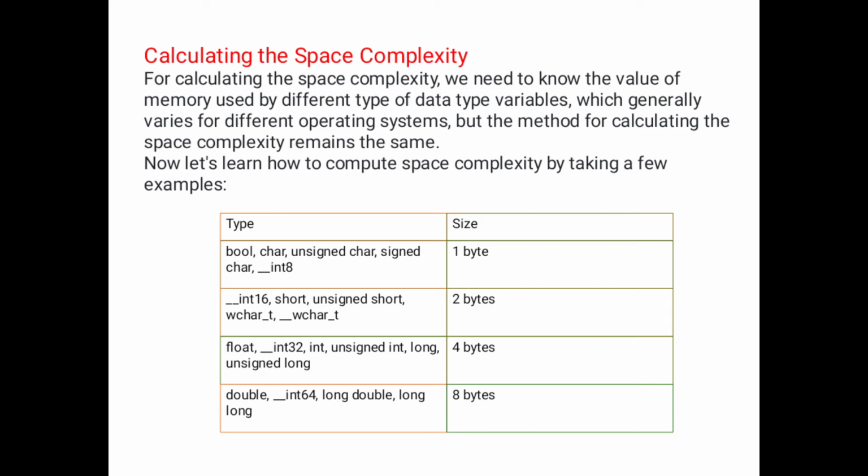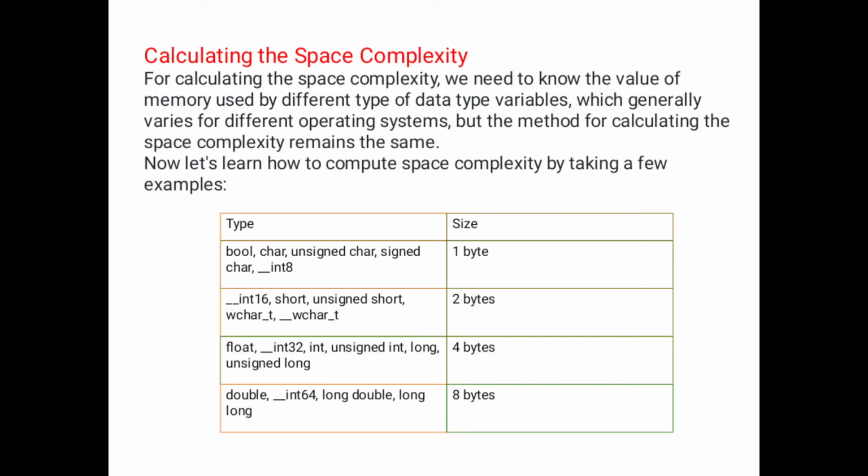Then another one is the 16-bit integer, then short integer, unsigned integer, and word character. These different data types can carry 2 bytes of information. Then the 32-bit integers, unsigned integer, long integer, unsigned long, signed long. So these are the different data types, and they have 4 bytes of storage capacity.